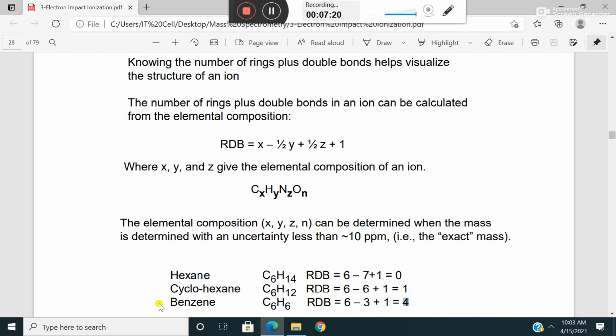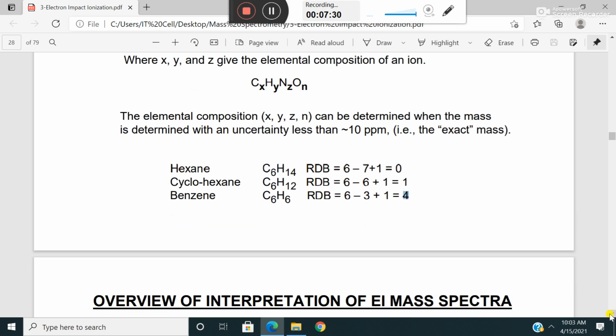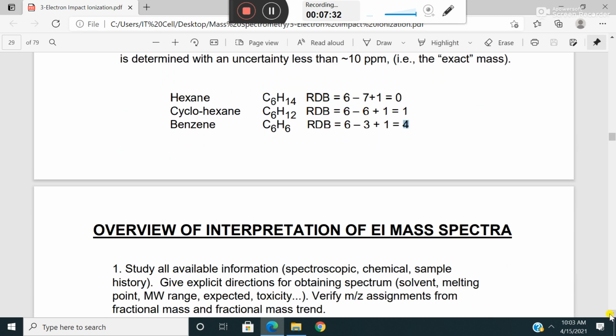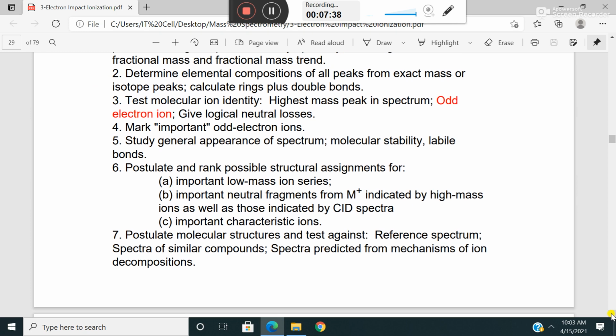What does it mean? Benzene contains 1 ring and 3 double bonds. So it's very easy. You can calculate the degree of unsaturation in any molecule by having the molecular formula. The same slide has been repeated, so I think we should not focus on that.